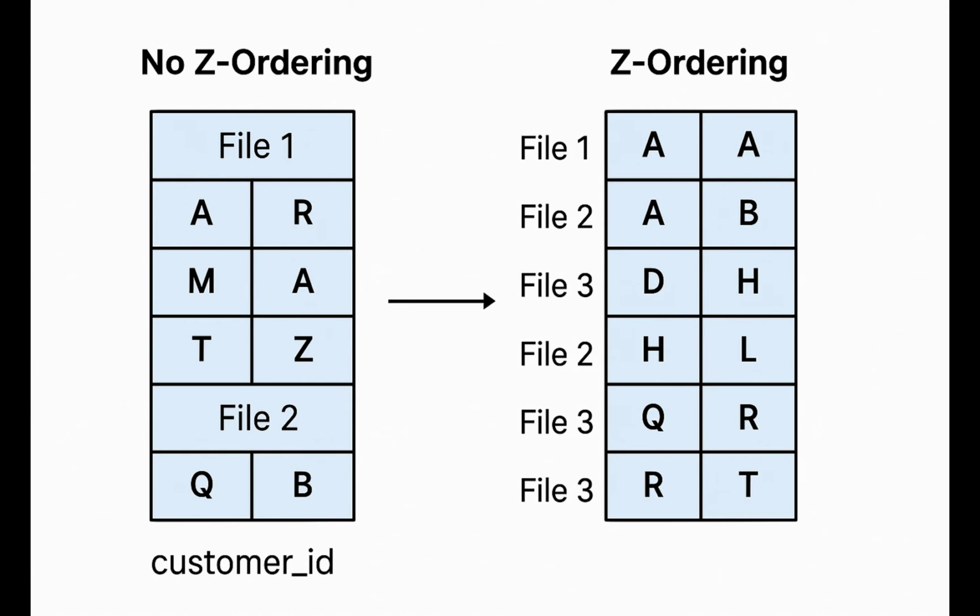Mostly Zorder will be applied on columns having low cardinality. Cardinality means the number of distinct values in a column. You can apply it on high cardinality columns also, but it makes less impact compared to low cardinality. So this is the theory about Zorder and optimize. Let's see how it works in real time.